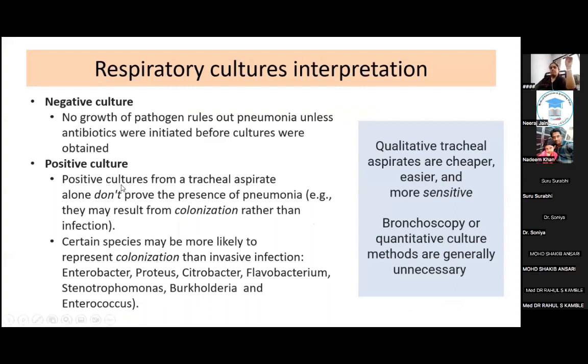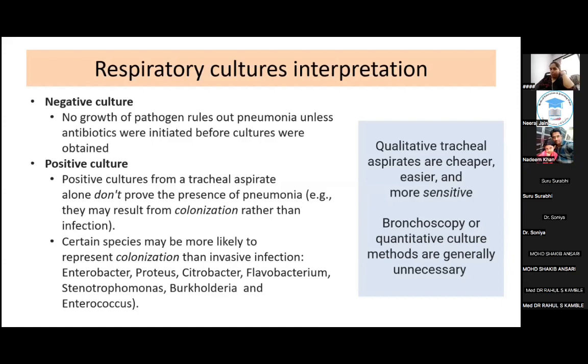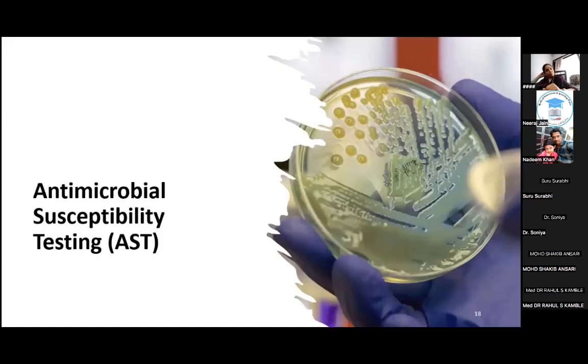But positive cultures from the tracheal aspirate alone do not prove the presence of pneumonia. They may result from colonization also, so the quantity count is important. Certain species may be more likely to represent colonization, like Enterobacter, Proteus, and others. I missed a slide here, but the quantity count for endotracheal aspirate is about 10 to the 6 colonies per ml, for bronchoalveolar lavage sample it is 10 to the 4, and for pleural fluid, even a single colony is significant. So that was about the colony counts and importance in respiratory and urine cultures, and we have also seen the importance of the appearance of the samples.